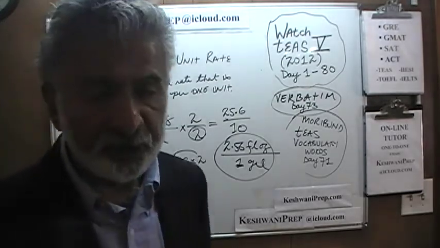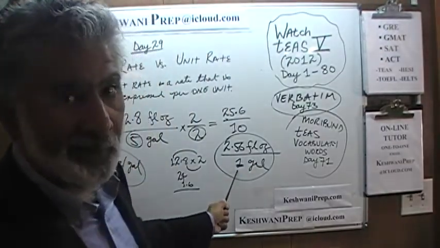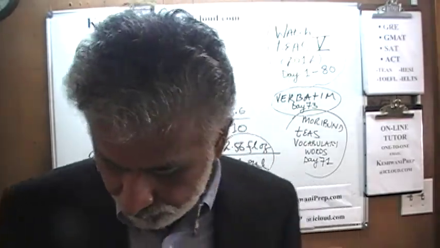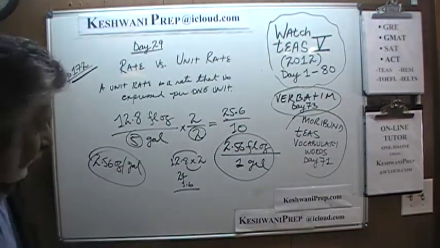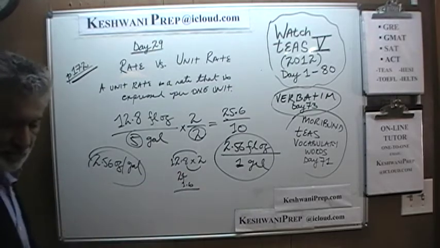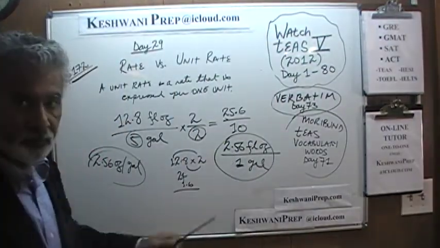As a matter of fact, to say that it is 2.56 fluid ounces per 1 gallon is actually damn silly. It's redundant, because per means per one unit, because it's a unit rate. Let's carry on. Let's do one more. So his answer is 2.56 per 1 gallon. In the book, they come up with a different answer because they are rounding it to 0.6.